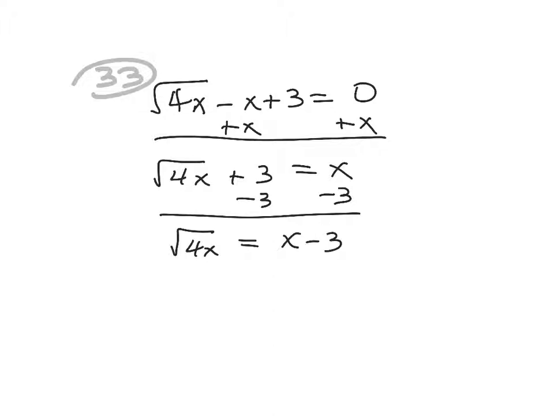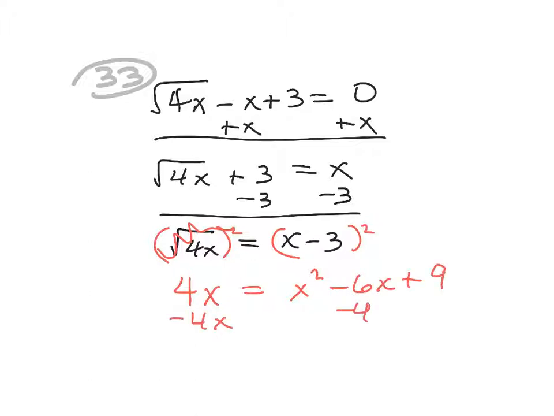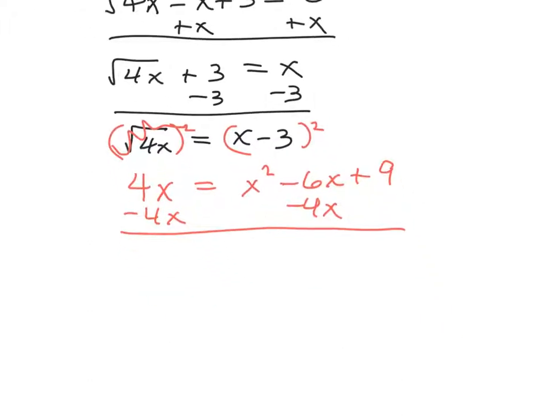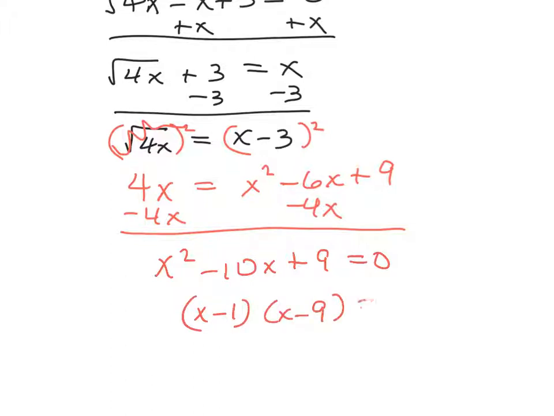Now that the radical is isolated, I square both sides. It cancels away the radical. I'm left with 4x. Again, it's a binomial squared, so I FOIL, and I get x squared minus 6x plus 9. Put it in standard form, subtract the 4, and I get x squared minus 10x plus 9 equals 0. I can factor the trinomial. It factors into x minus 1, x minus 9.